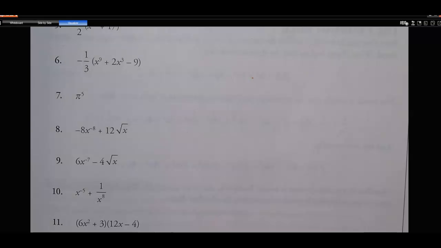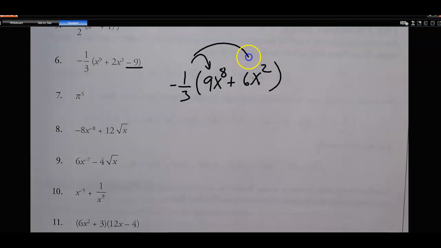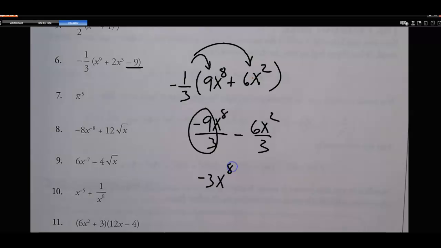Now they might ask us to go ahead and simplify it, but let's go ahead and do the work here first. So the derivative of this expression would be 9x to the 8 plus 6x squared, and then this is a constant, so it just goes away. Now if you wanted to, and I don't know if the text wants us to do this or not, we can go ahead and distribute that now and end up with 9x to the 8th over 3 minus 6x squared over 3, and then we can reduce, right? That becomes negative 3x to the 8th, and that becomes minus 2x squared.